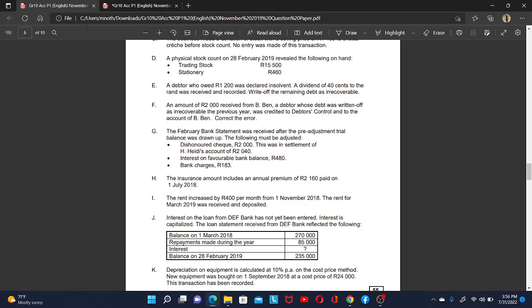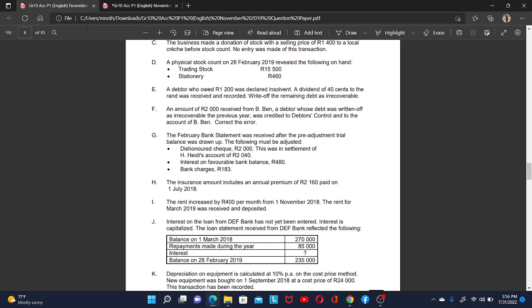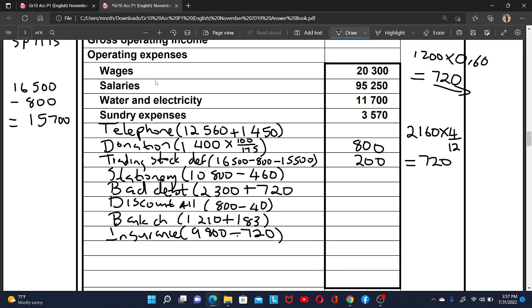Rent increased by 400 per month from November 2018. So the rent was increased by 400 per month from November 2018. So it's November, December, January, February, 4 months. And then the rent for March 2019 was received. This means that we have 18 months. We have the rent that is for 18 months.